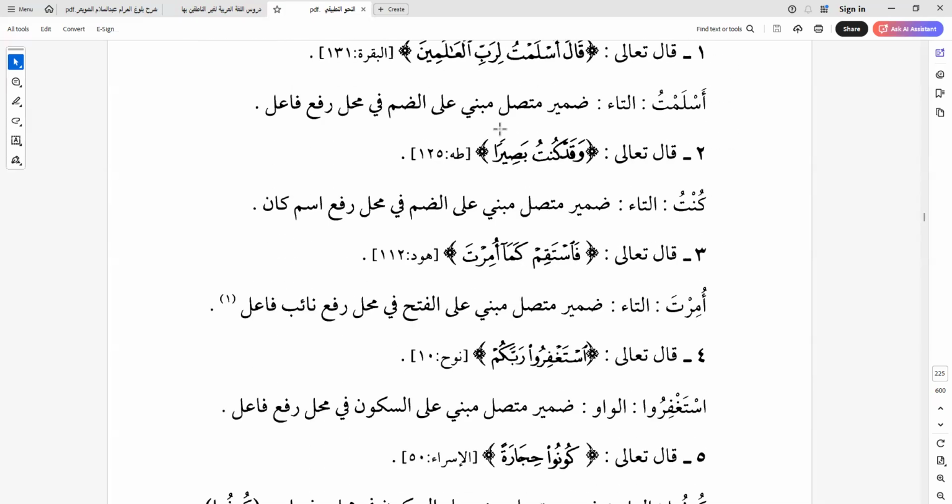Let's look at another ayah. فاستقم كما أمرت. فاستقم. Now, فاستقم كما أمرت. The تاء is on the أمرت. أمرت. كما أمرت. ضمير متصل مبني على الفتح في محل الرفع نائب الفاعل.